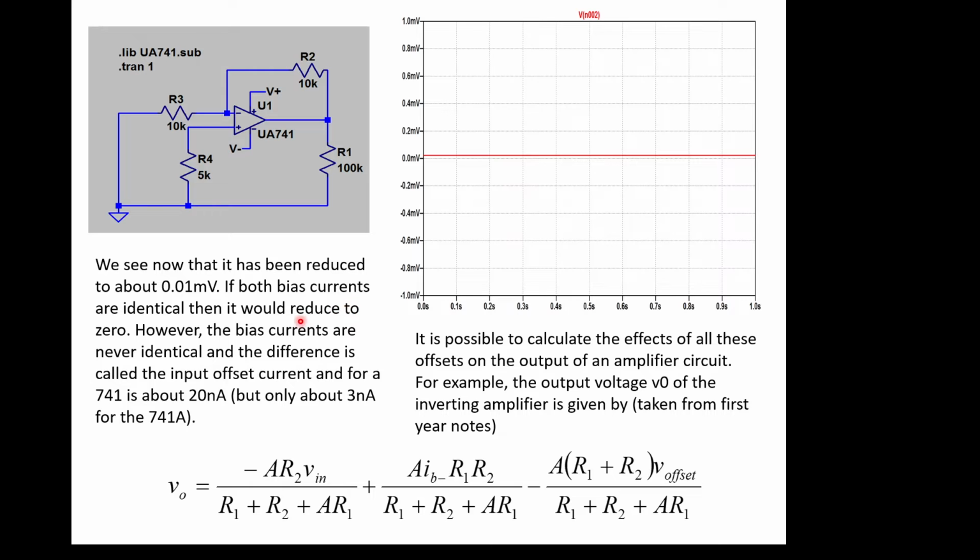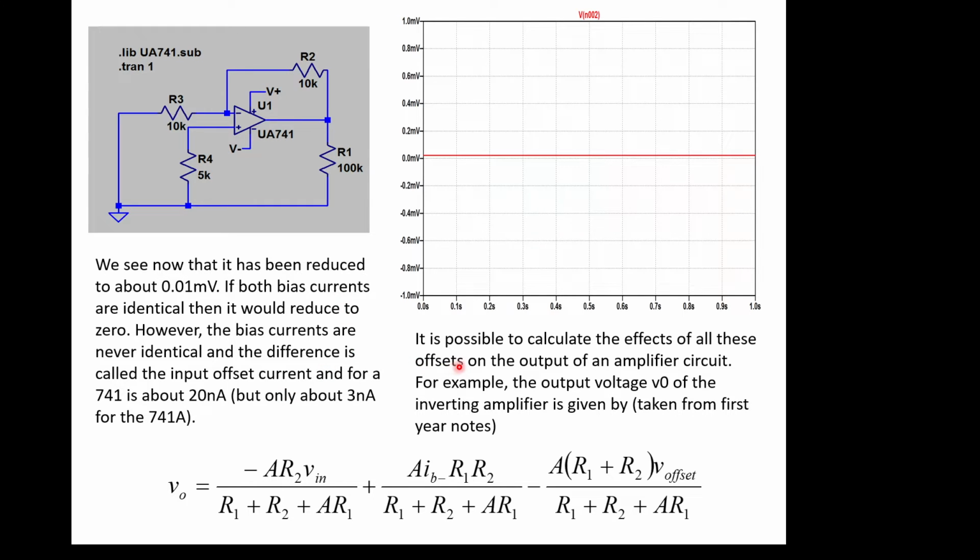If both bias currents were identical, it would reduce to absolutely 0, but they're never identical, so you never see that. The difference between the bias currents is sometimes called the input offset current, and you can see for a 741 it's about 20 nanoamps, so it's not huge. And the new improved 741A, it's only about 3 nanoamps, and there are bigger improvements than that. So really, if you pick the right op amp, bias currents should not be that important, but there will obviously always be outlier cases where it is important, so you need to remember about it.